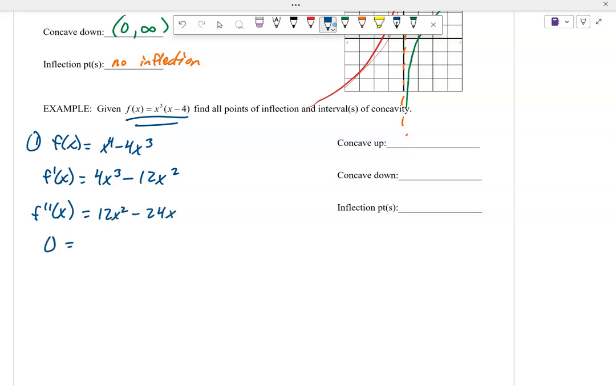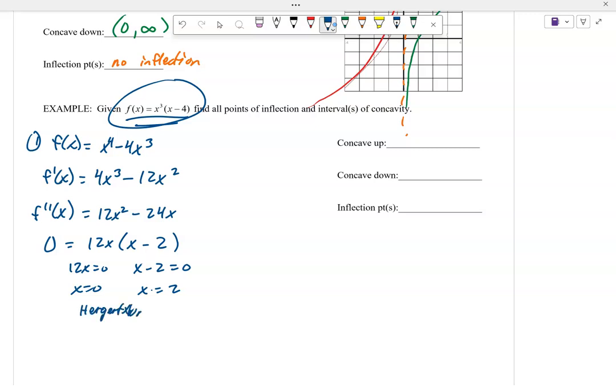Let's find our Hilbert numbers. Let's take 12x out. I have x minus 2. And so 12x equals 0, x minus 2 equals 0. So I get x being 0, x being 2. As long as 0 and 2 are defined in the original, which they are, these are both Hilbert numbers.